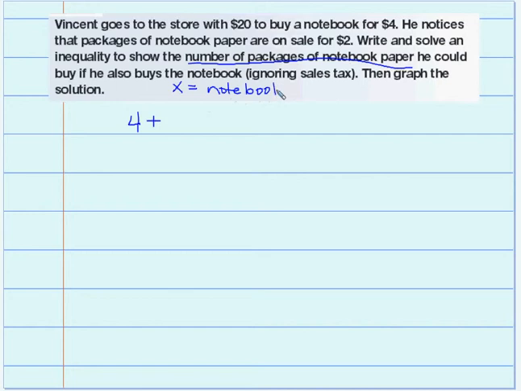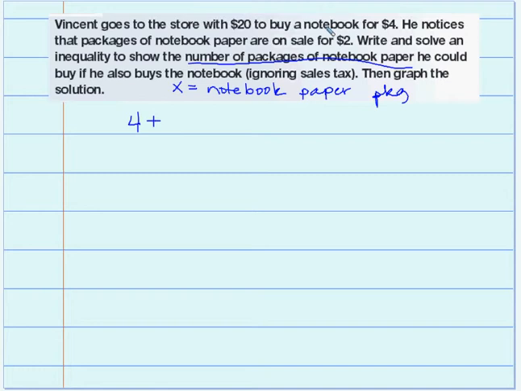Notebook paper packages. Now, you do not need to do this, but if you identify what you're letting the variable represent, that helps you figure out whether your answer is reasonable. You don't have to remember what x is, you wrote it down. Okay, so back to our story problem.